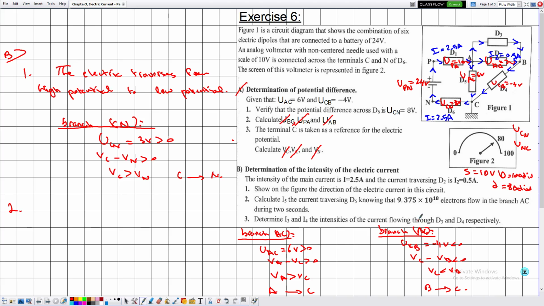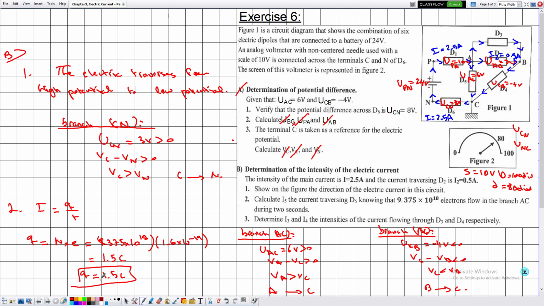But since they specify the number of electrons and time, we must think of the formula I is equal to Q over T, which is the rate of charge. Now Q can be determined by N times E, in which N is the number of electrons, 9.375 times 10 to the power 18, and E is the elementary charge, 1.6 times 10 to the power minus 19, which is the charge of an electron. Plugging this on the calculator, the value of Q is 1.5. Since everything is expressed in SI, Q is in coulombs, so Q is equal to 1.5 coulombs.